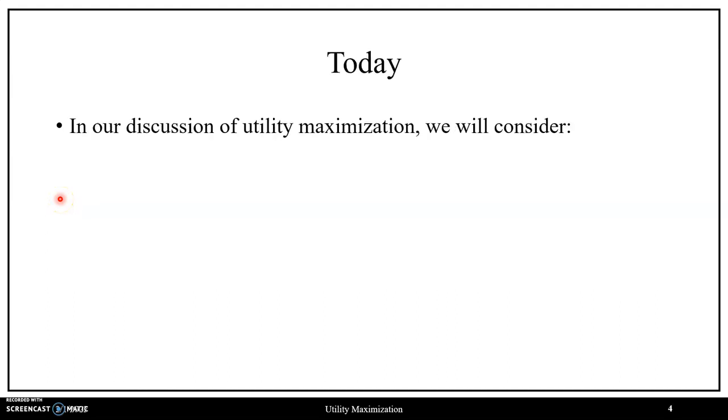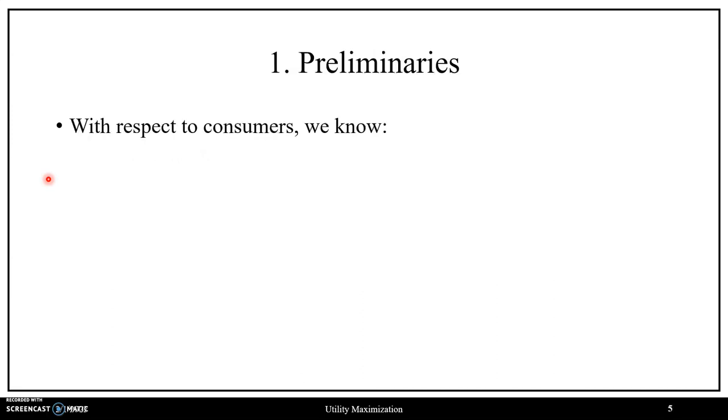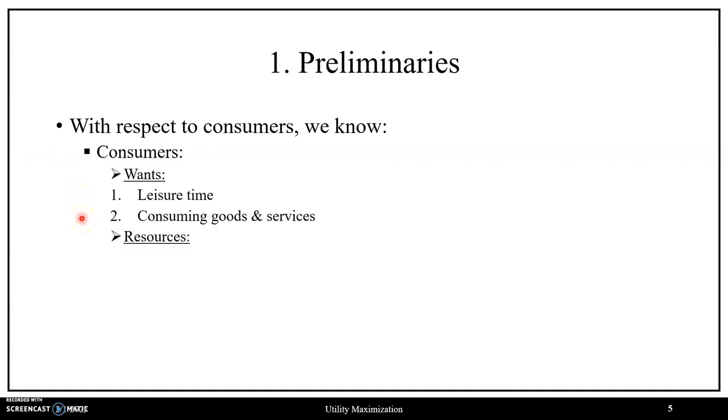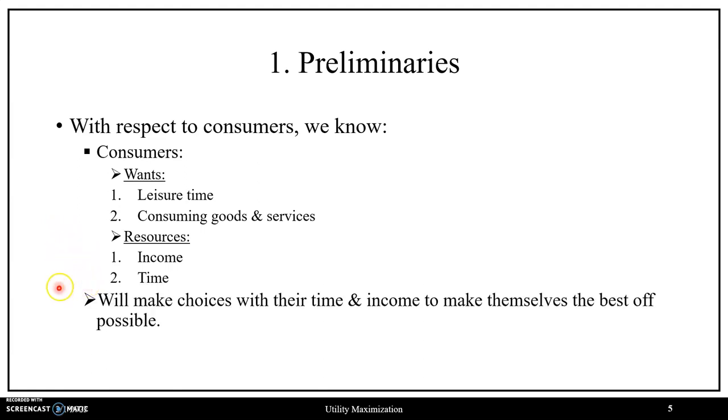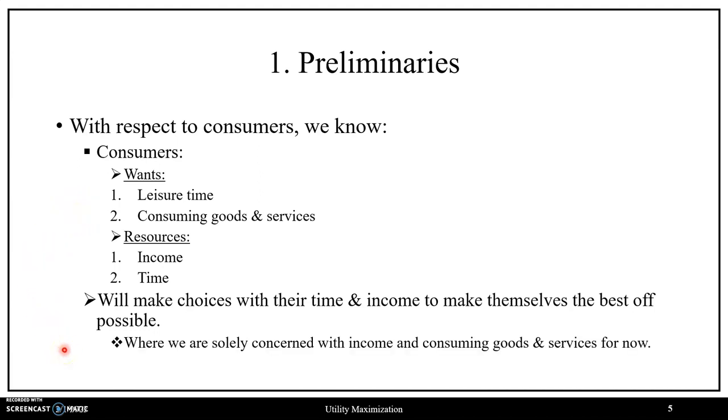In regards to today's discussion on utility maximization, we will set up some preliminaries to then have our discussion on utility maximization. So beginning with our preliminaries, with respect to consumers, we know that they have wants in the form of leisure time as well as consuming goods and services, whereas their resources will be in the form of income as well as time. They will then make choices with their time and income to make themselves the best off possible in terms of leisure time and the goods and services they consume, where right now we are solely concerned with the resource of income and the want of consuming goods and services.